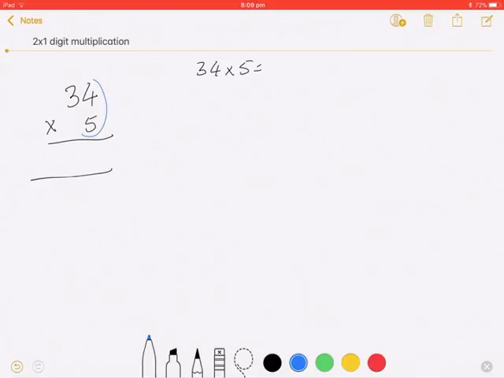First we're going to do 5 times 4. 5 times 4 is 20. Now the number 20 is actually made up of 2 10s and no 1s. So my 2 10s goes up here in my 10s column, and my no 1s goes down here.